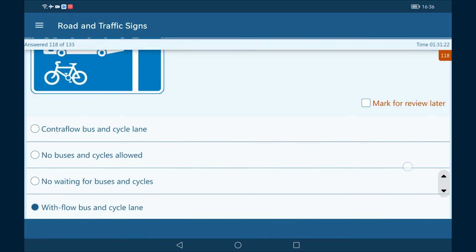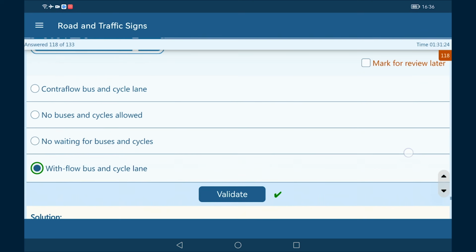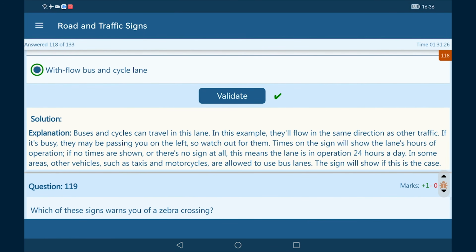Explanation. Buses and cycles can travel in this lane. In this example, they'll flow in the same direction as other traffic. If it's busy, they may be passing you on the left, so watch out for them. Times on the sign will show the lane's hours of operation. If no times are shown, or there's no sign at all, this means the lane is in operation 24 hours a day. In some areas, other vehicles, such as taxis and motorcycles, are allowed to use bus lanes. The sign will show if this is the case.